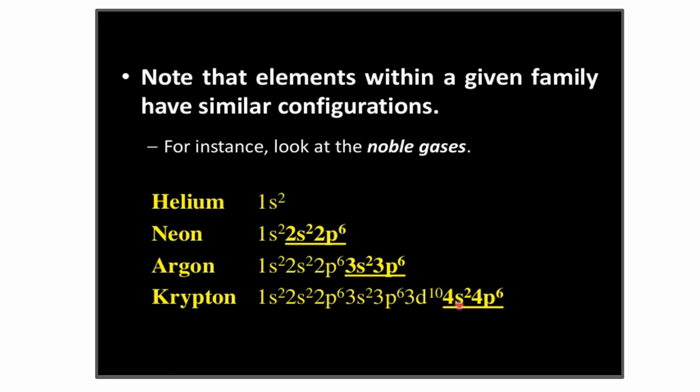So here, the outermost electronic configuration of these elements, except helium, is 2s2 2p6 for neon, and next 3s2 3p6, the next 4s2 4p6. So when you generalize, the outermost electronic configuration of this group of elements, that is the 8th group, is ns2 np6, which means that the s orbital is completely filled and even the p orbital is completely filled.